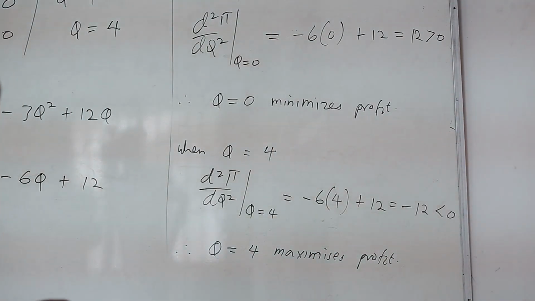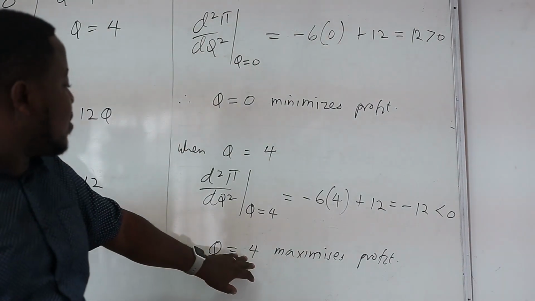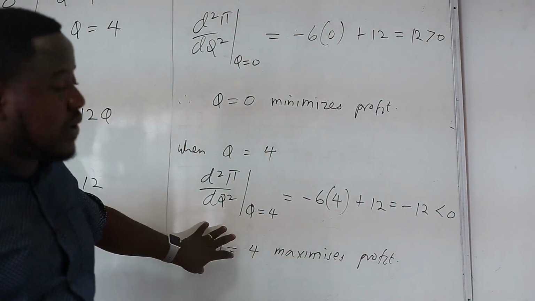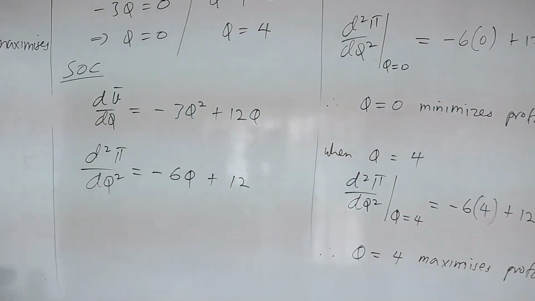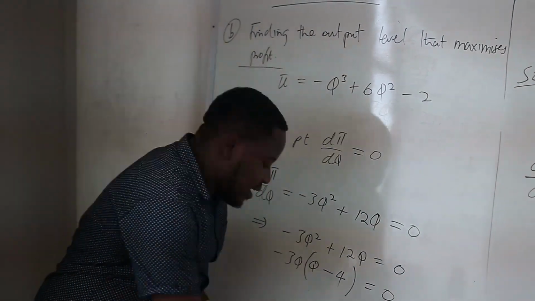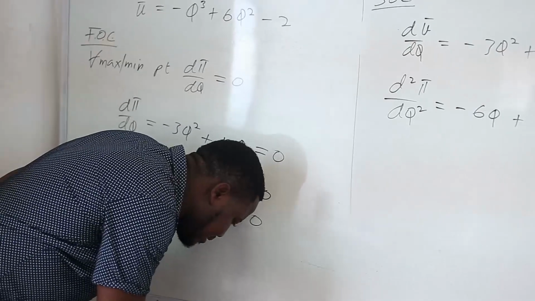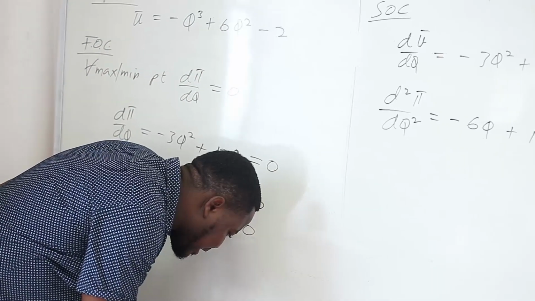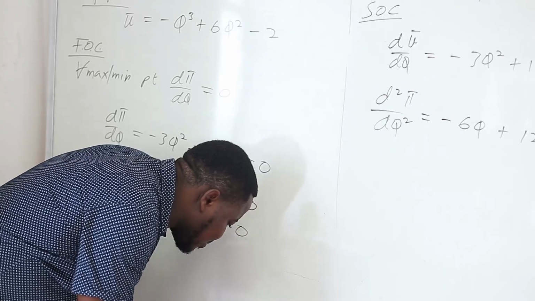So in order for the firm to maximize profit, it must produce 4 units of the output. So that solves the second part of the question. Now the third part of the question says we should find the price at which the goods should be sold in order to maximize profit.